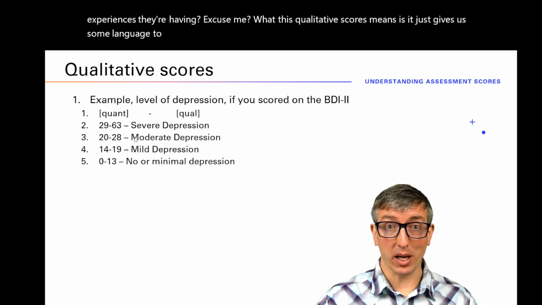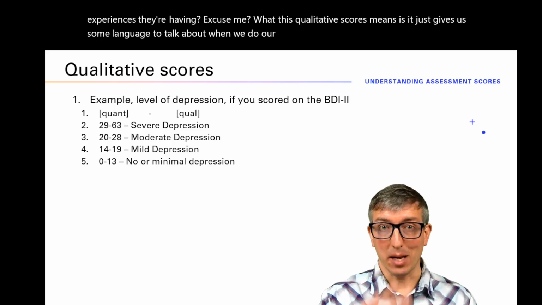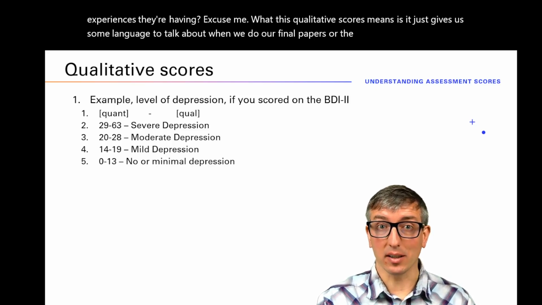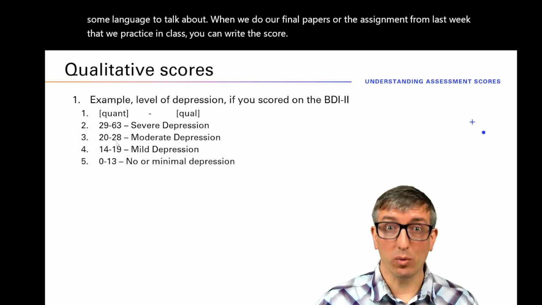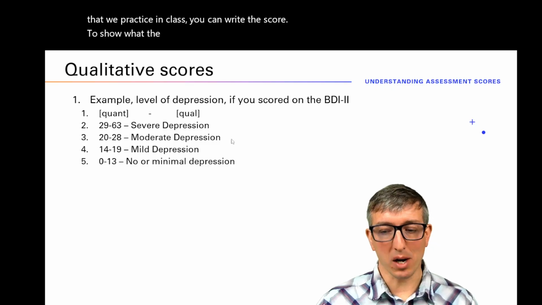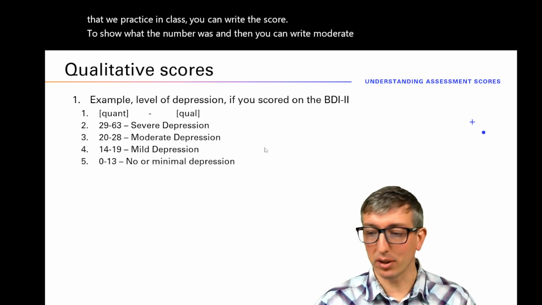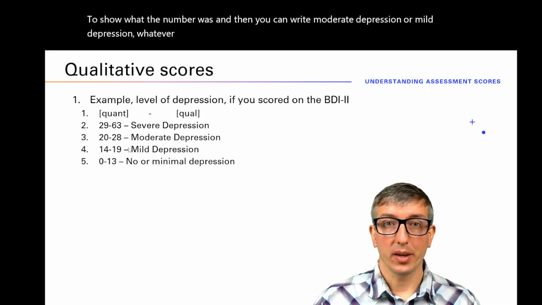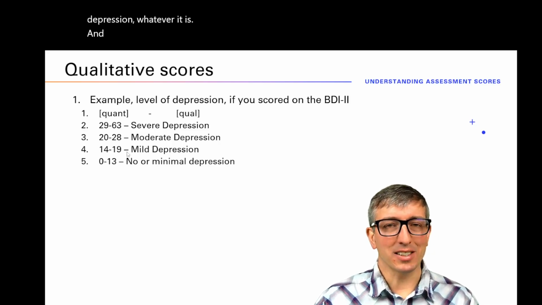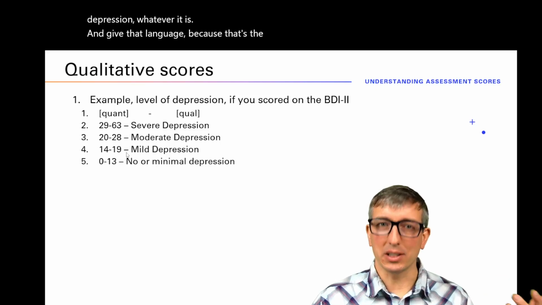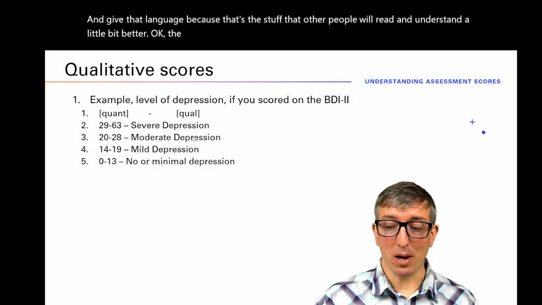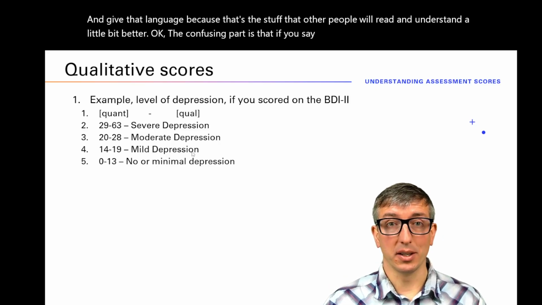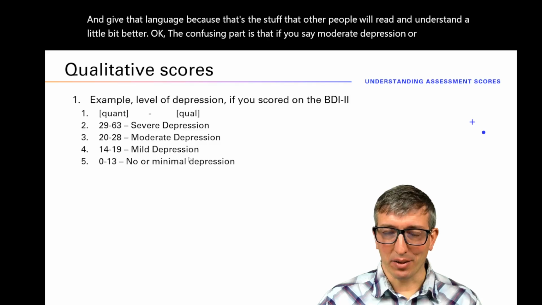When we do our final papers or the assignment from last week that we practiced in class, you can write the score to show what the number was, and then you can write moderate depression or mild depression, whatever it is, and give that language, because that's the stuff that other people will read and understand a little bit better, okay? The confusing part is that if you say moderate depression or mild depression, people are like, so do I have it or do I not have it?